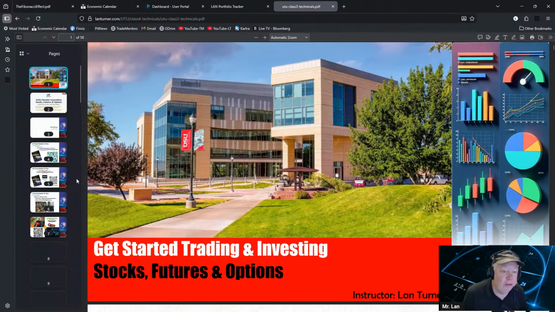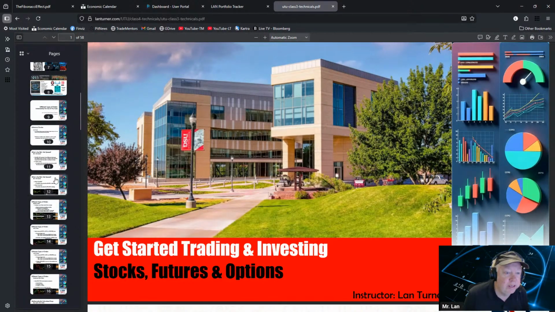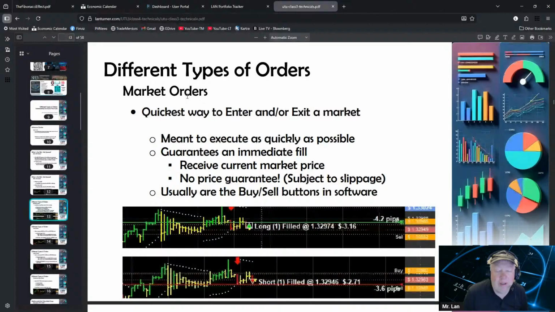And then we're going to go down through, I'll just skip all that stuff. We're going to come down here and talk about the very first level, that's the bid-ask spread, about the buy markets, the market orders. All right, so that'll make it easier for us. So a market order is the quickest way to enter and or exit a market, meant to execute as quickly as possible, guarantees an immediate fill, receives current market price, no price guarantee, subject to slippage, and is usually our buy-sell buttons in the software. So that makes it very simple.